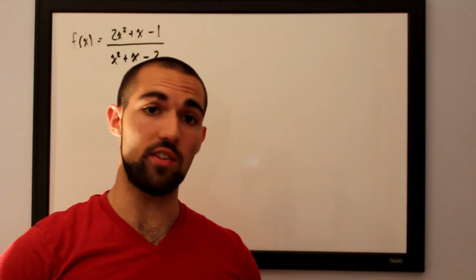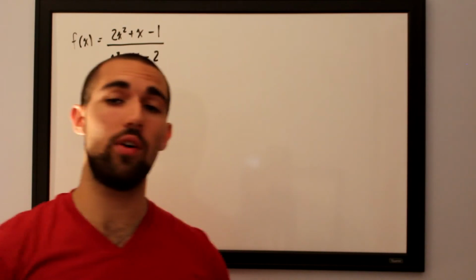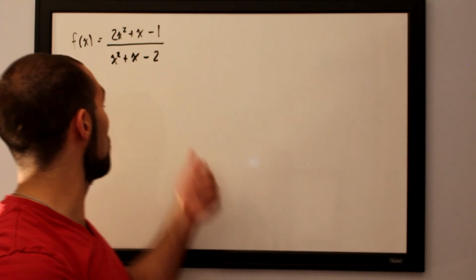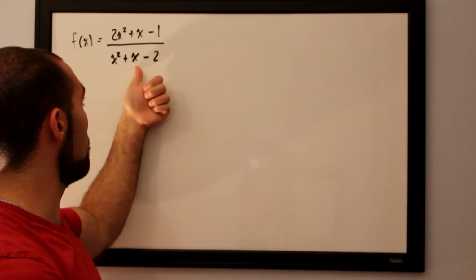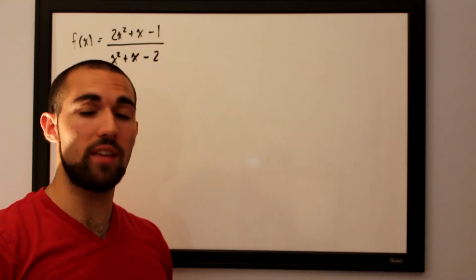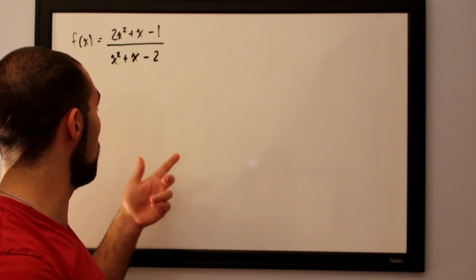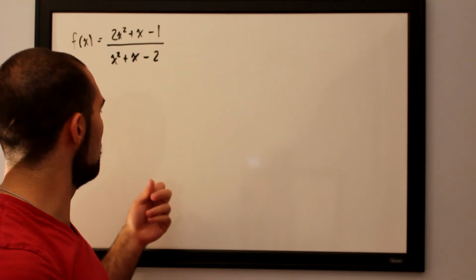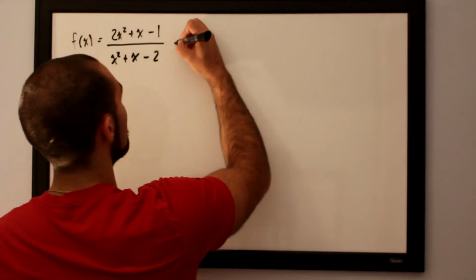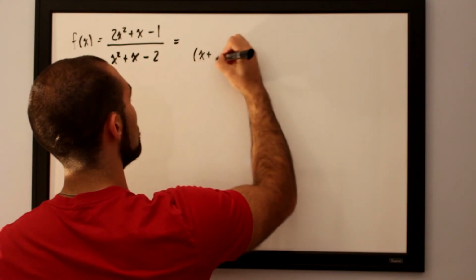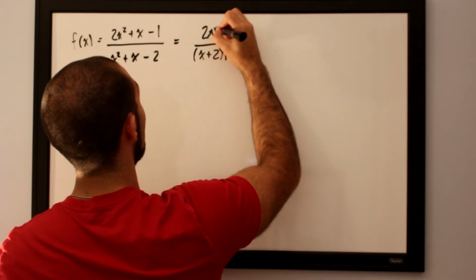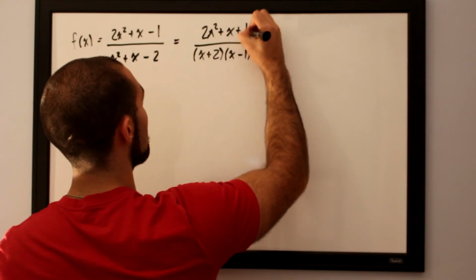Vertical asymptotes, as we had discussed in the previous video discussing vertical asymptotes, is where the function fails to be defined because of a zero in the denominator. So what we're going to do is look for two values that are going to give you a sum of positive 1 and a product of negative 2, and that's going to tell us which values are going to make the denominator equal to 0. So sum of positive 1, product of negative 2, positive 2 and negative 1 work. So we're going to have x plus 2 and x minus 1 over 2x squared plus x minus 1.